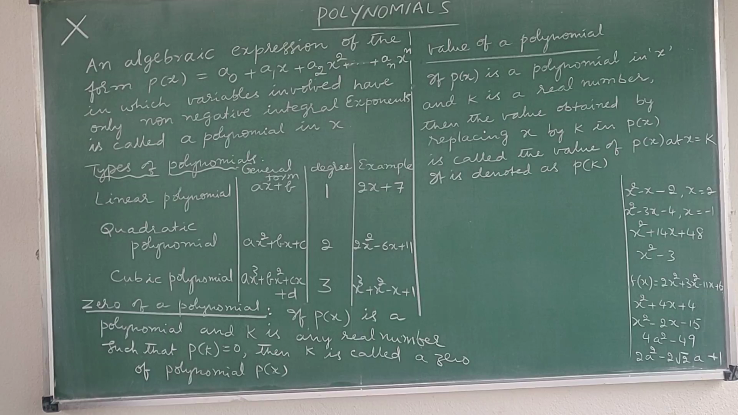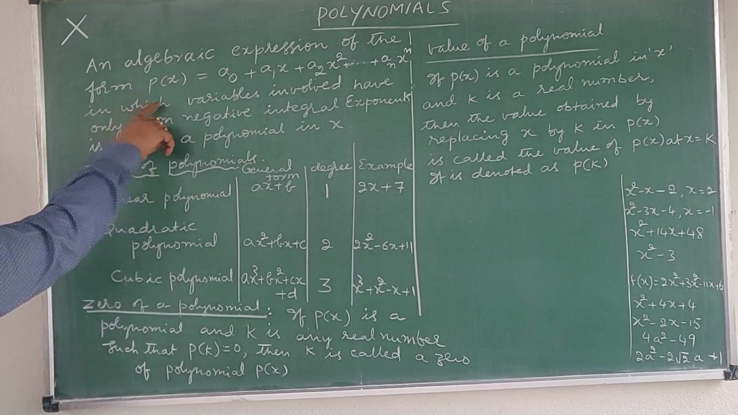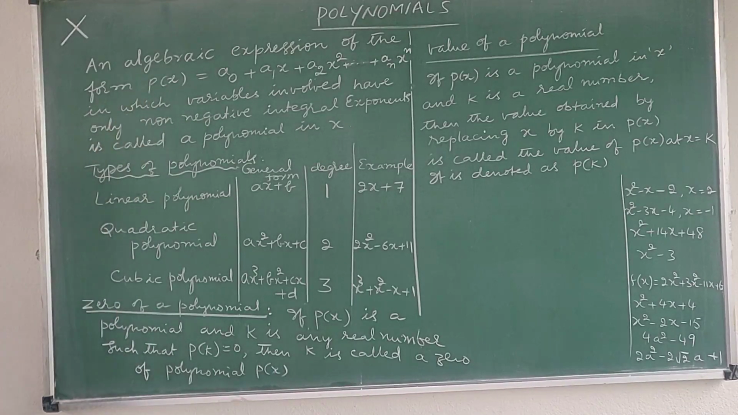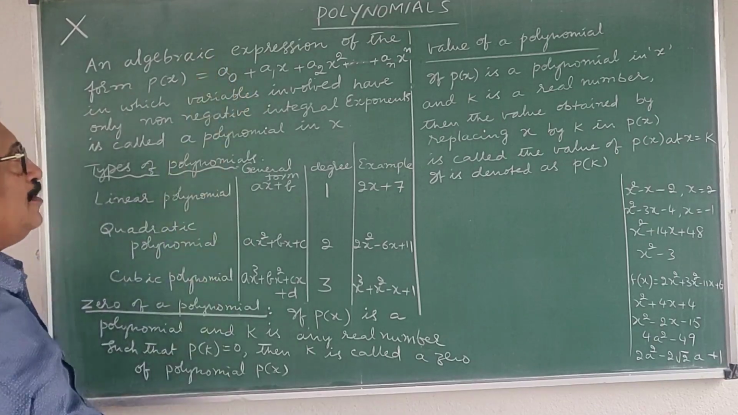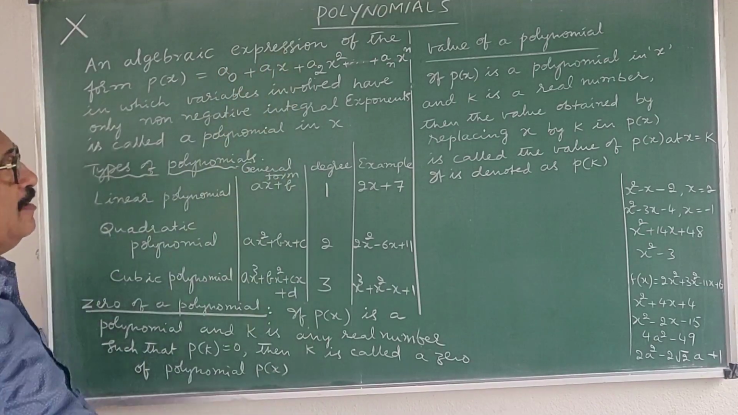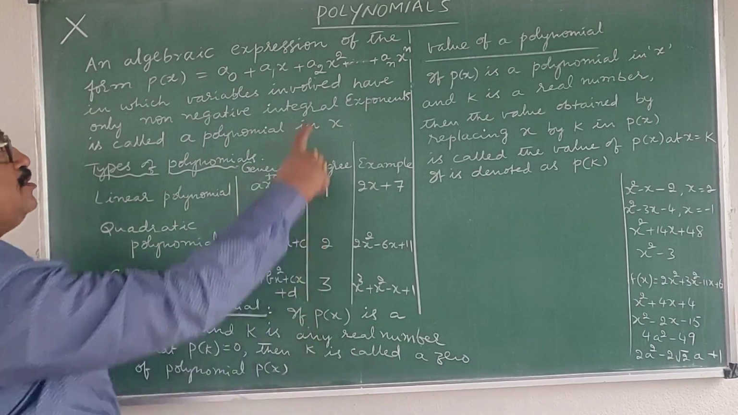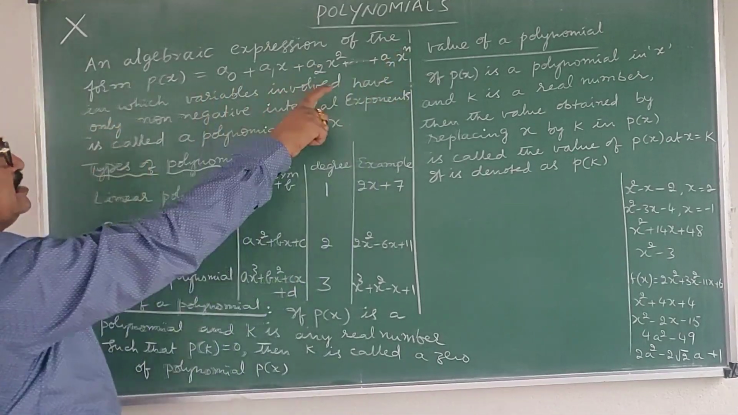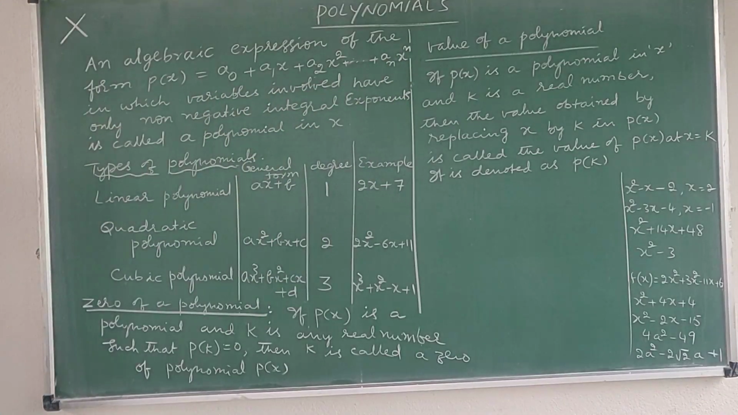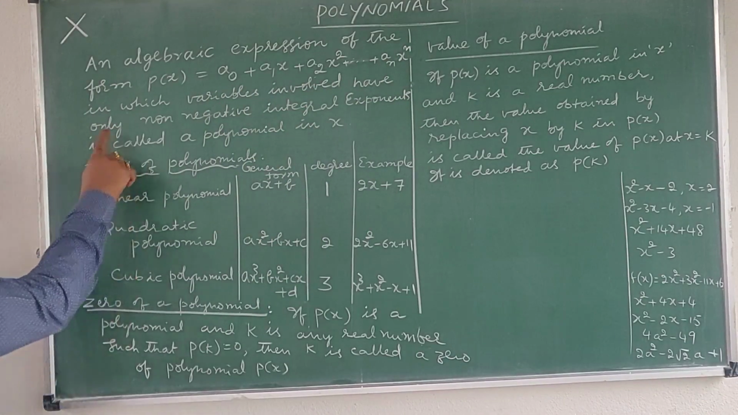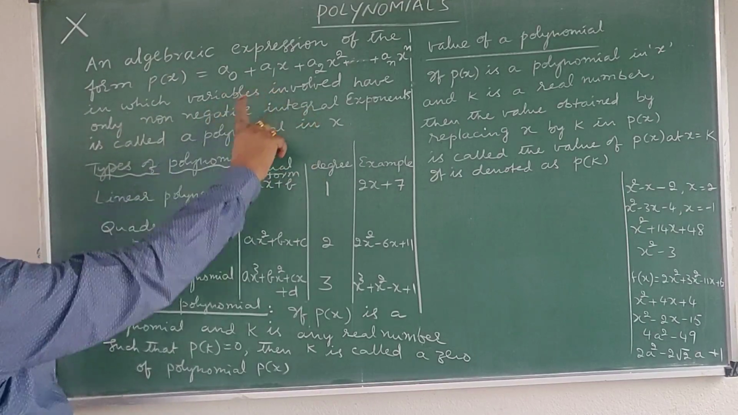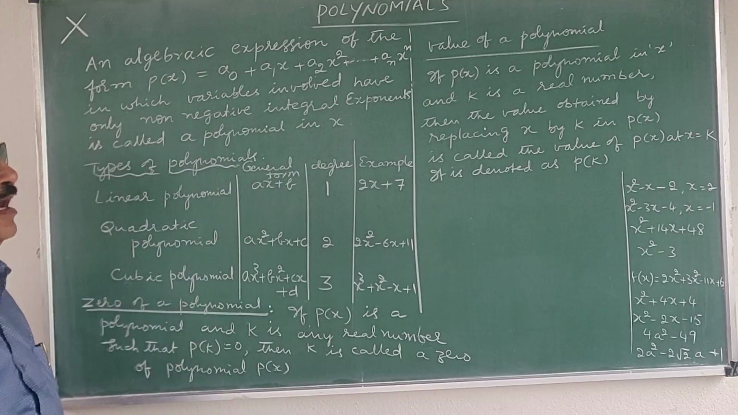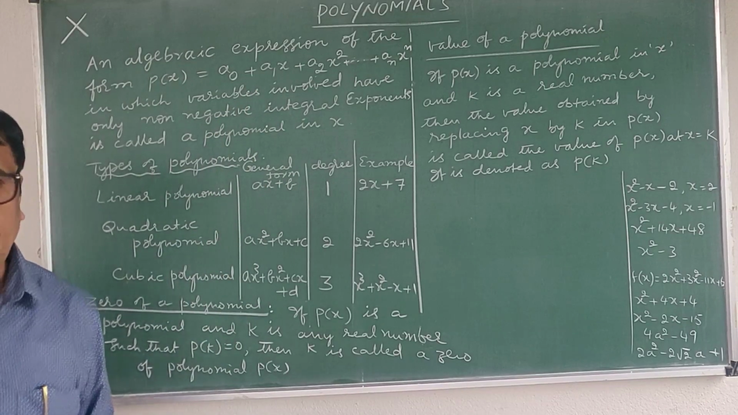Any algebraic expression of the form P of x, that is, P is for polynomial in variable x, a0 means here the variable has its power 0, a1x1, the variable x has its power 1, power 2 and so on, power n. This kind of algebraic expression can be called a polynomial. It clearly states that the variable involved here is x, and a0, a1, a2, an are all coefficients of these variables.